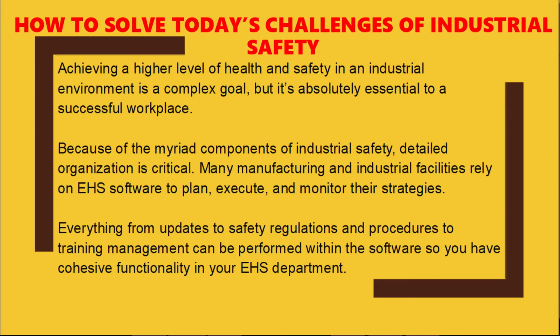How to solve today's challenges of industrial safety? Achieving a high level of health and safety in an industrial environment is a complex goal, but it's absolutely essential to a successful workplace. Because of the myriad components of industrial safety, detailed organization is critical. Many manufacturing and industrial facilities rely on EHS software to plan, execute, and monitor their strategies. Everything from updates to safety regulations and even procedures to training management can be performed within the software, so you have cohesive functionality in your EHS department.